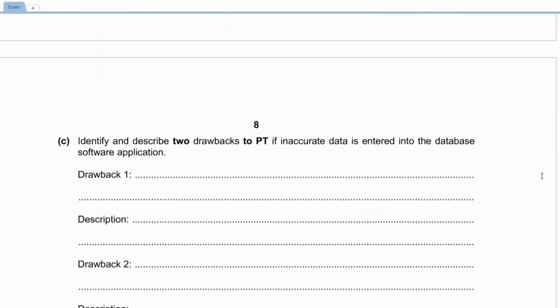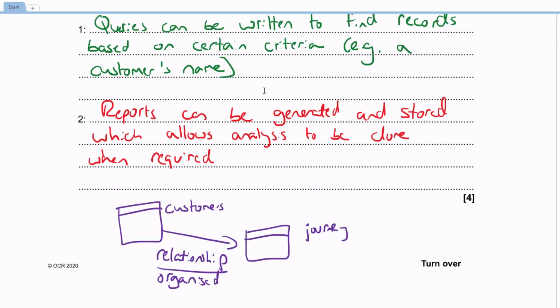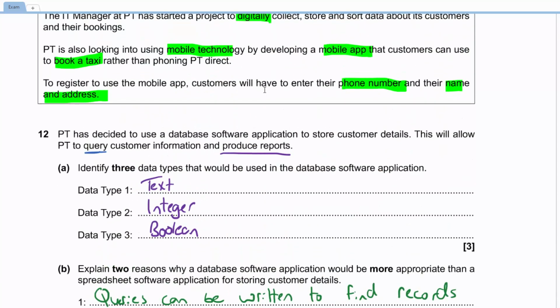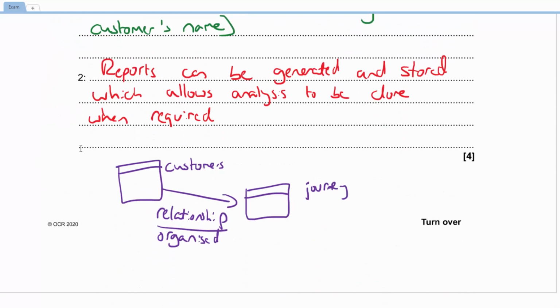For part C, we must identify and also describe two drawbacks, which means two disadvantages, to PT if inaccurate data is entered into the database software application. So really importantly, we're saying to PT, so it's not general here, we're giving specific answers to this particular company, which we know already is this taxi company. So what are some issues if we have inaccurate data entered, the data being things like the name and phone number of the person, also the address is quite important for a taxi company, right?